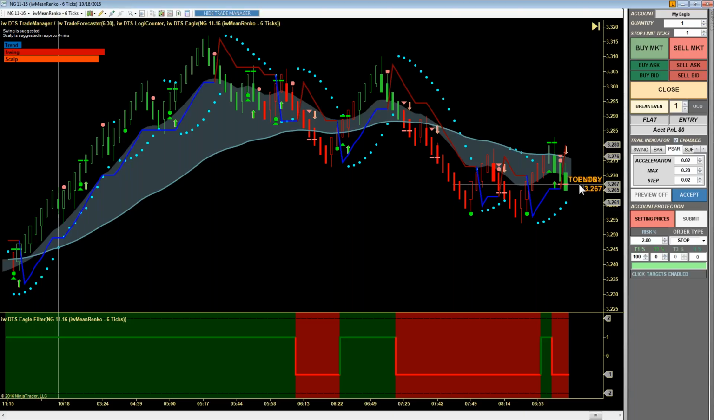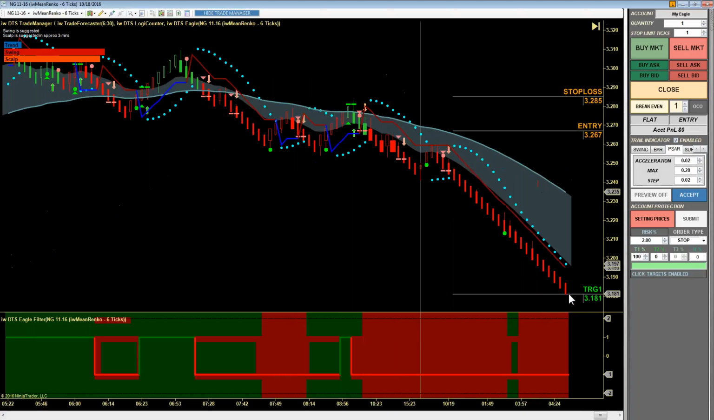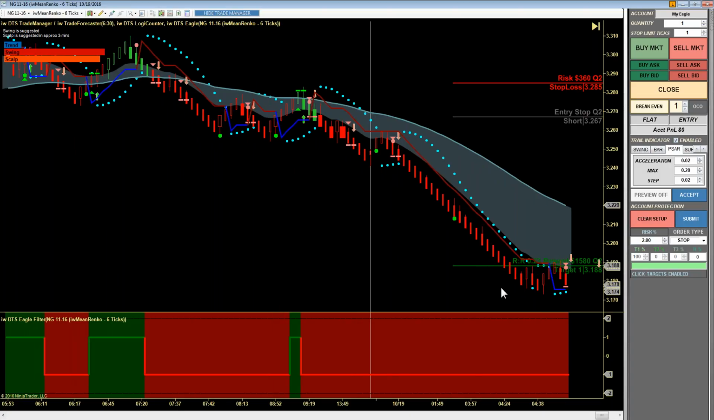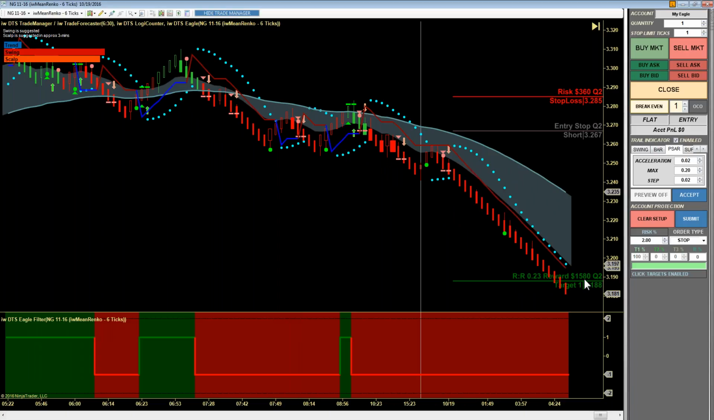So there's the green bar sell. Place our stop there, and it didn't stop us out right down here. That's almost a $1,600 move. $800 per contract. That's substantial. Nice move.